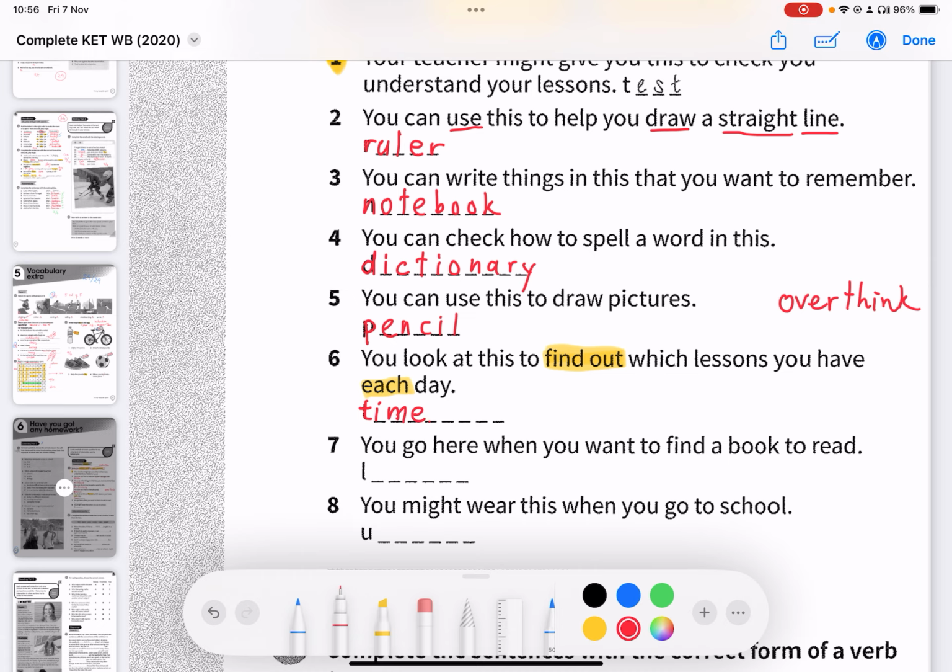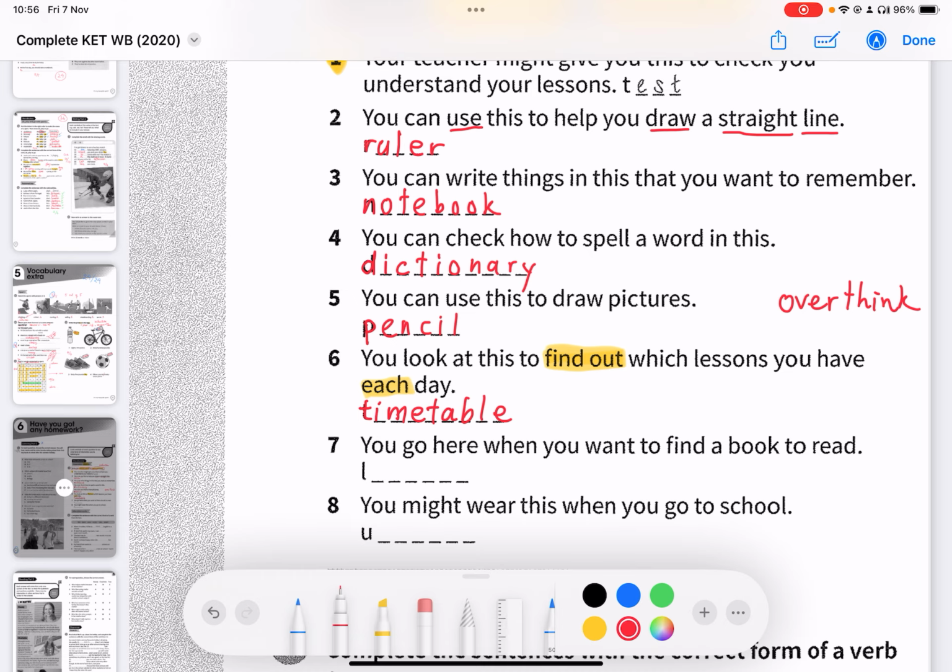Time. Biểu, biểu đồ, biểu bảng. You say table. Good job. Thời gian biểu.